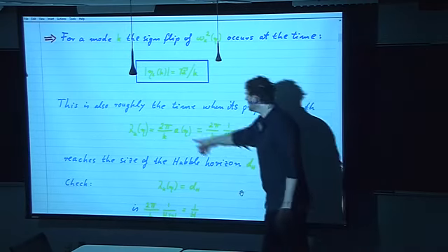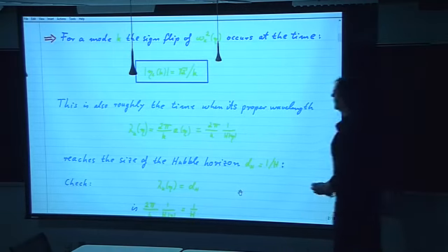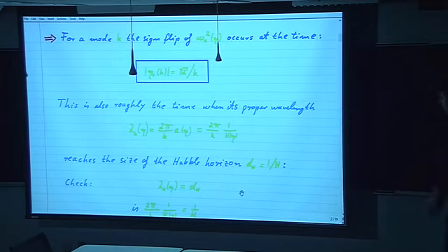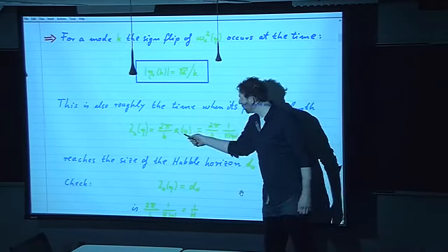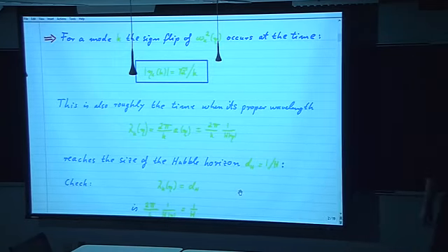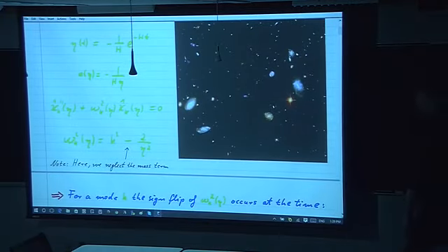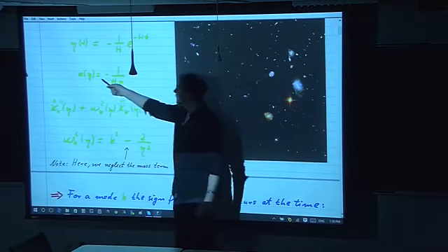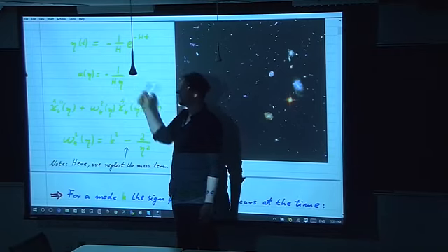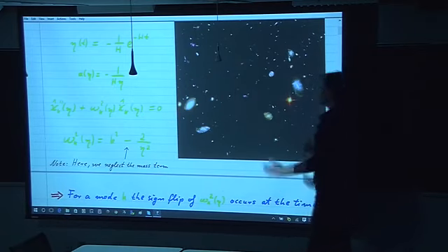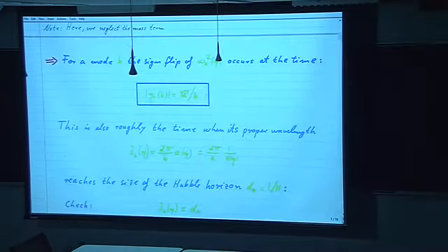Now, A of eta can be expressed in terms of the Hubble constant. Let's just plug in what we know A of eta is from just before. Remember, A of eta is minus 1 over H eta. So let's use that in our expression for the proper wavelength.